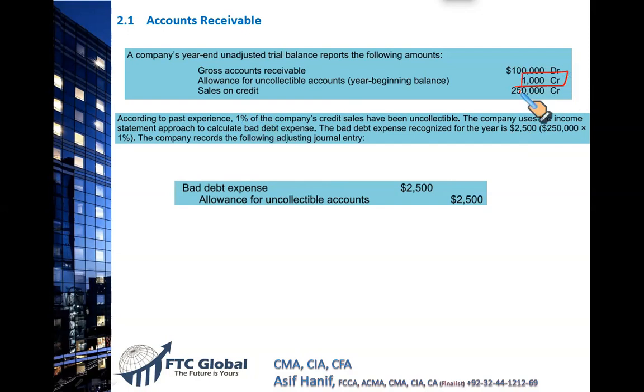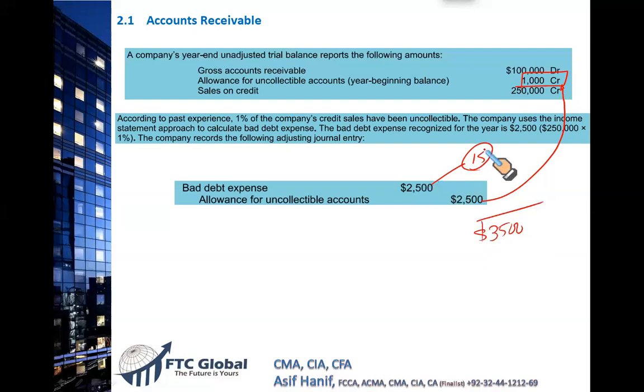Right? So what happens now? This $2,500 goes to your income statement as an expense. And this $2,500, a credit balance, adds up to this credit balance. 2,500 credit, 1,000 credit, total credit balance in your allowance will be $3,500. Right? So this 2,500 goes to income statement.